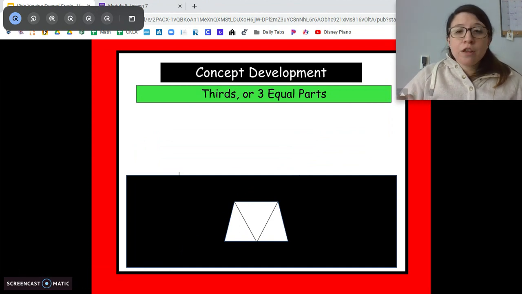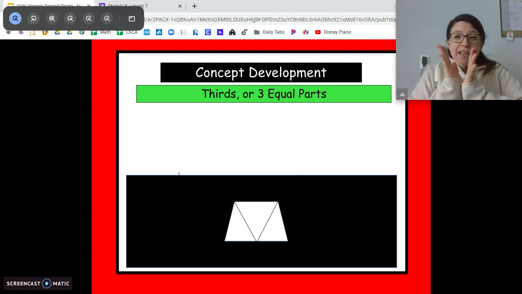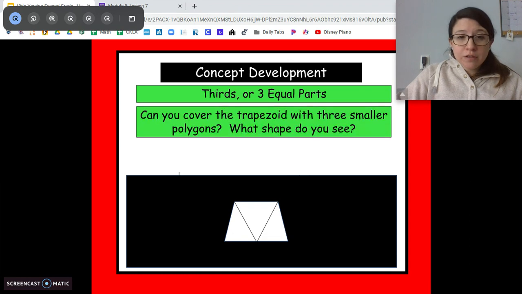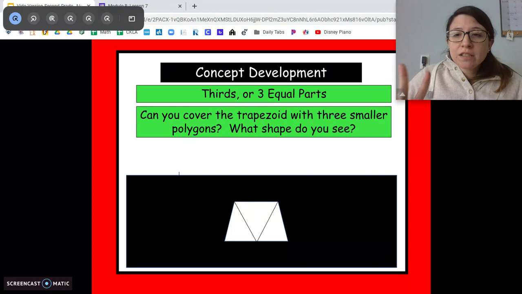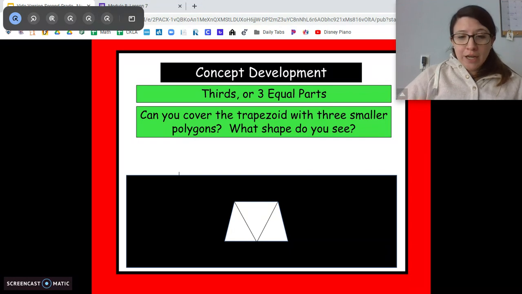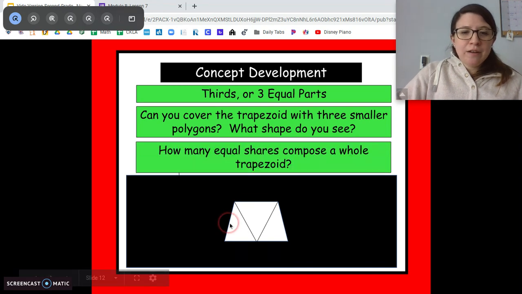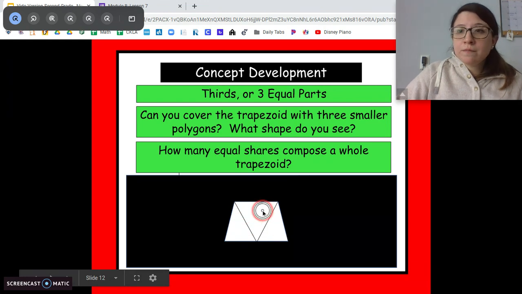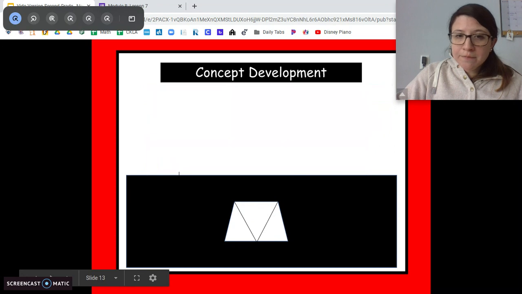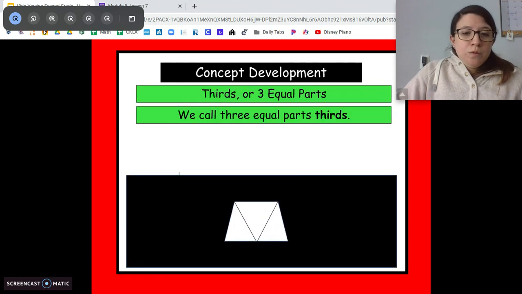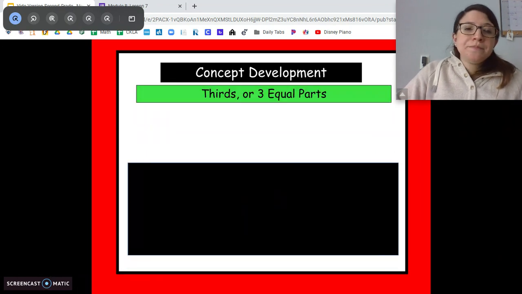All right, so now we're going to get into thirds. Similarly to halves, thirds have to be equal parts. When a shape can be split into 3 equal parts, we call those thirds. So now we have a trapezoid. Which 3 smaller polygons do you see in this shape? Triangles, good. 1, 2, 3 triangles, and all 3 are the same shape, same size, so they are called thirds. We call 3 equal parts thirds.